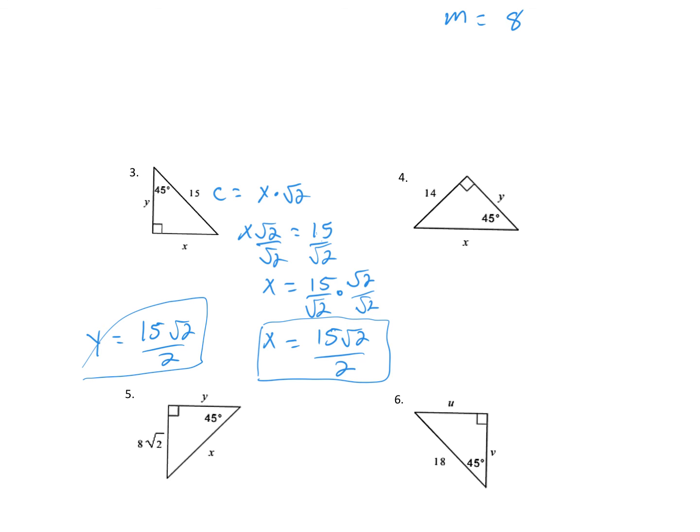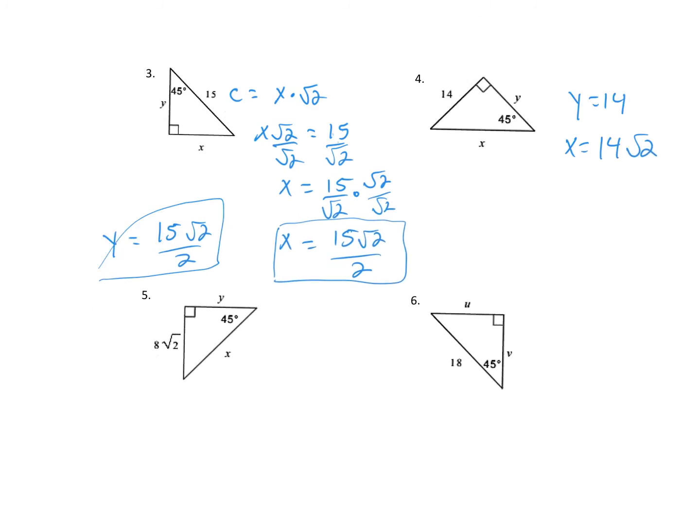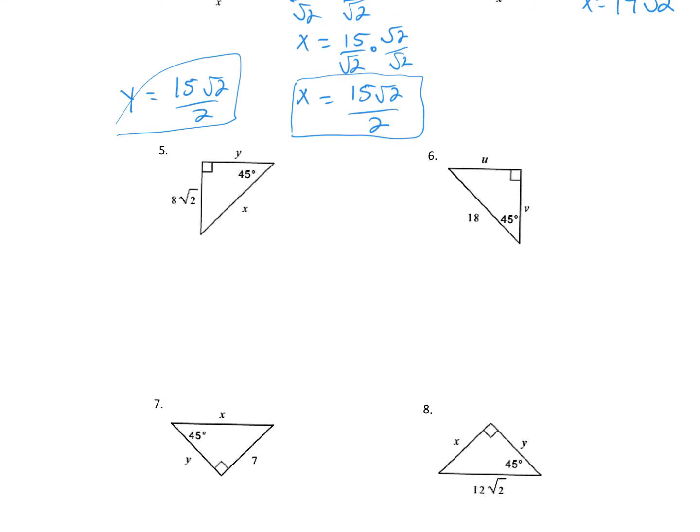Here, my y, that's simple. It should be 14, just like the other side. My x should equal 14 root 2. Number 5, my y should equal, that's a simple one, we got 8 root 2. It should be the same. My x then should equal 8 root 2 times root 2, which is 8 times 2, which is then 16.